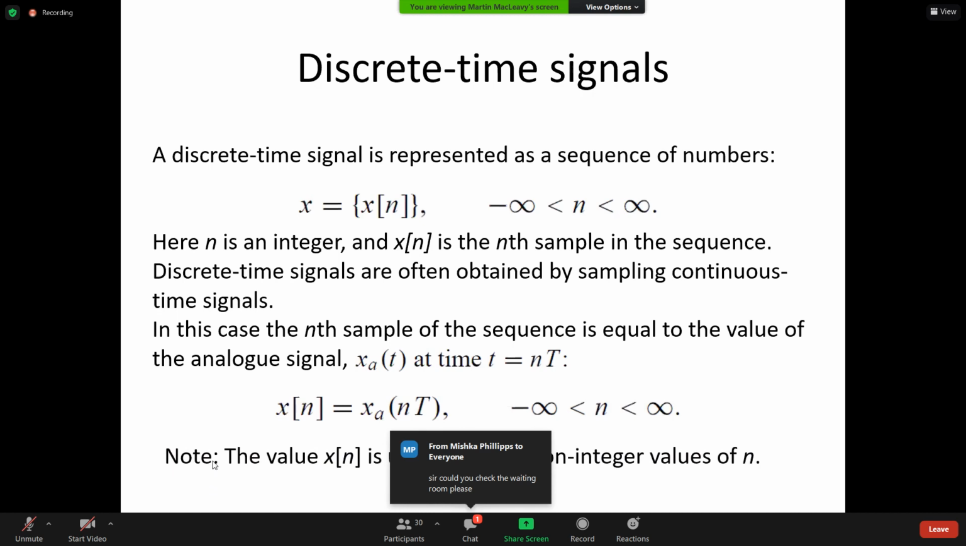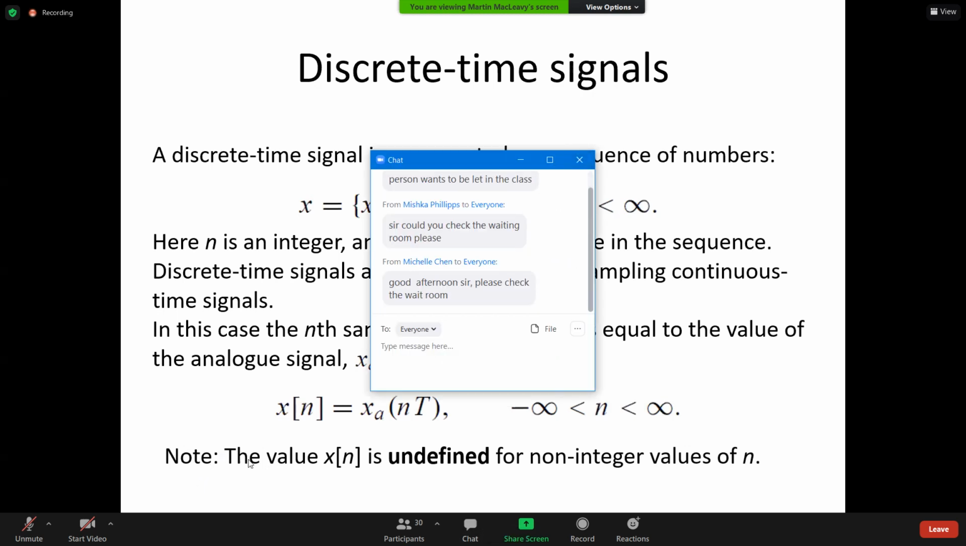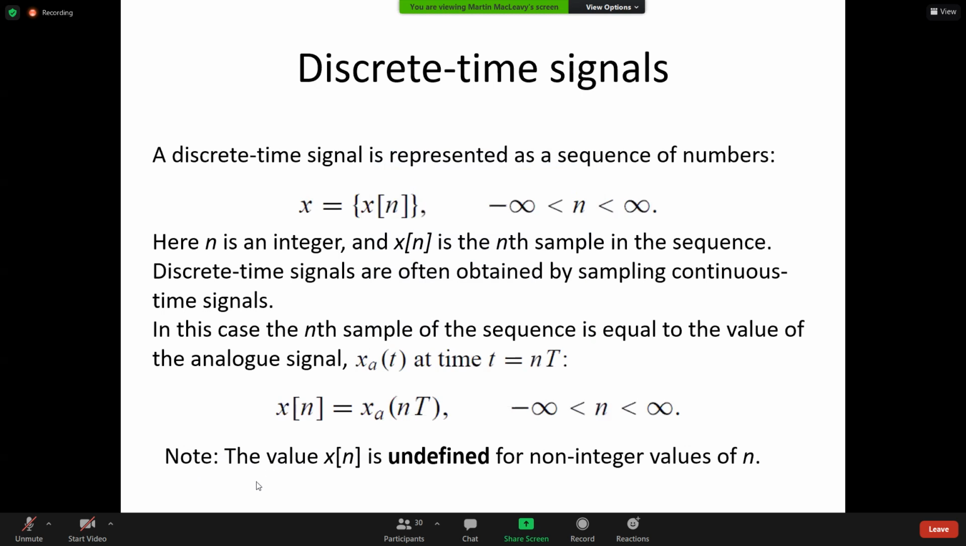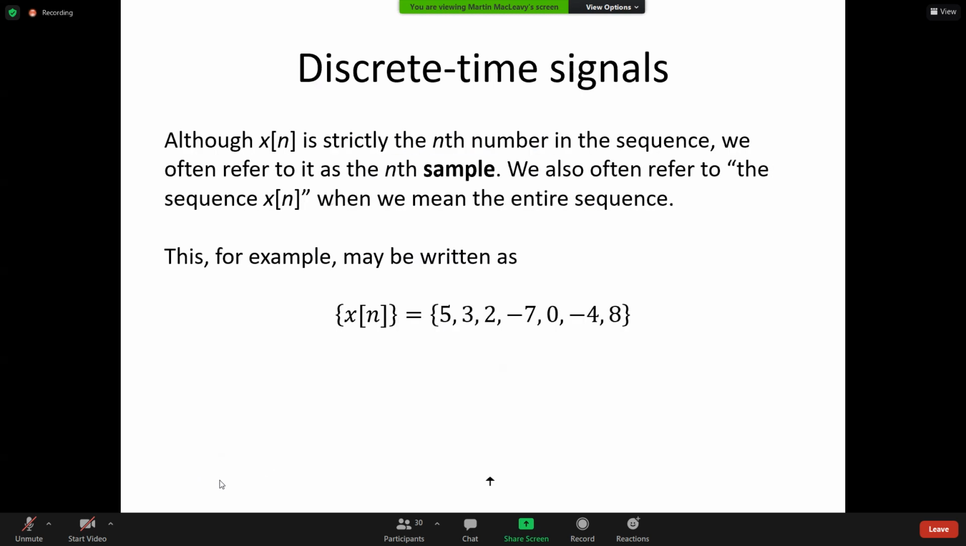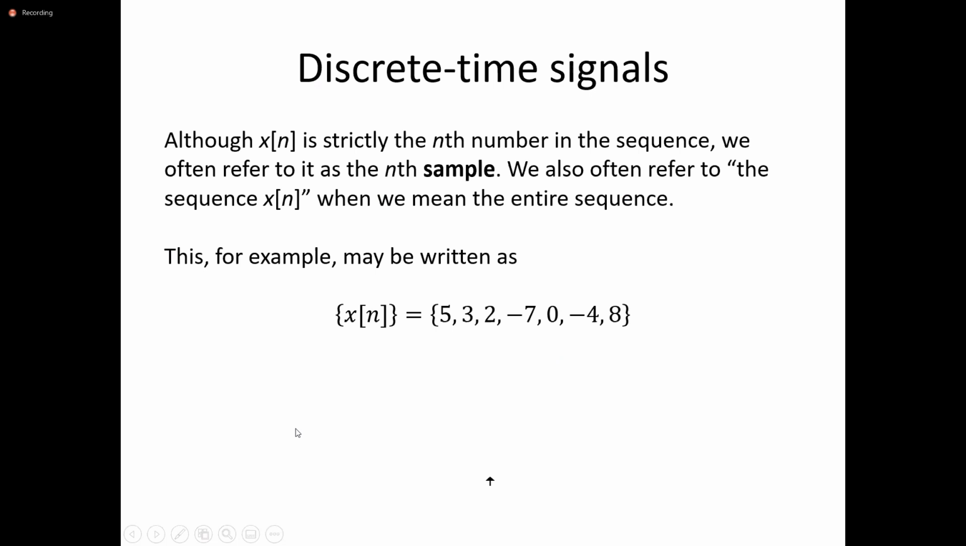We should note that x[n] is undefined for non-integer values of n. So it's not as if we have x of n plus 1.5. It's always going to be an integer inside. And in between those samples, we don't try and define what our signal was. Although x[n] is strictly the nth number in a sequence, we often refer to it as the nth sample because we are sampling an analog signal.